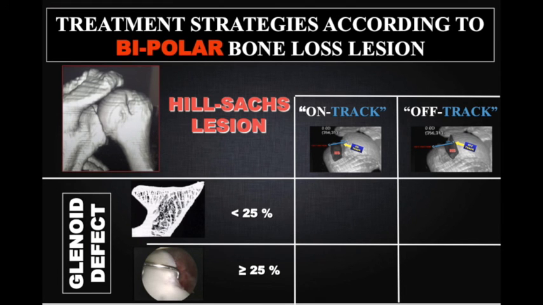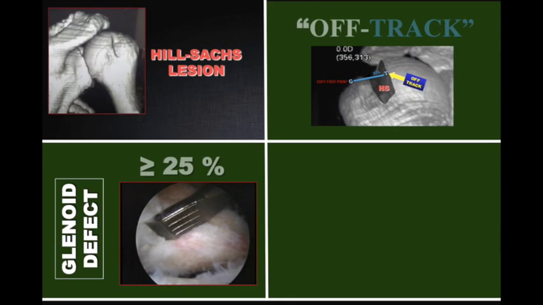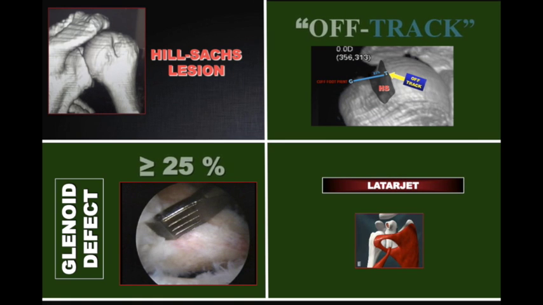On the other hand, when we have a medial, therefore off-track lesion of the humeral head and a glenoid bone loss of more than 25%, we recommend the bone support technique Latarjet. In our experience, these patients account for 2%.